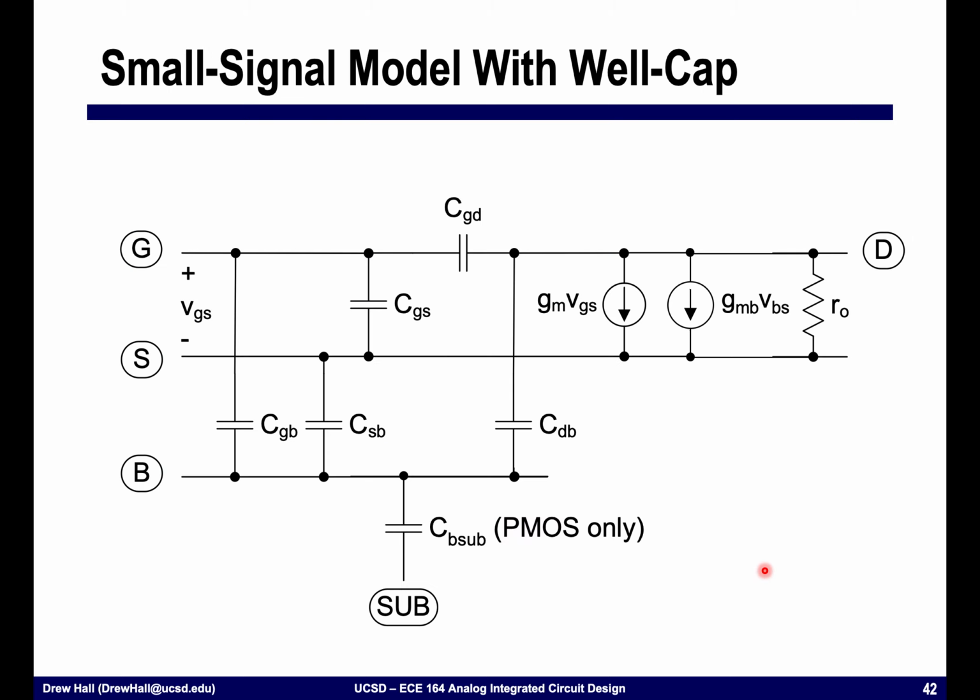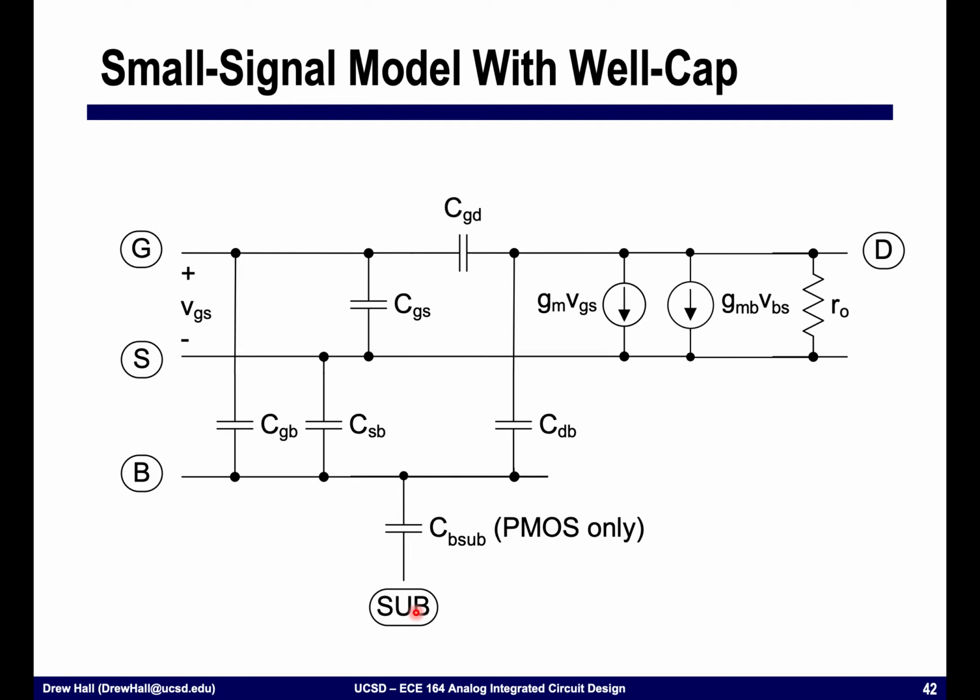All right, so what does our small signal model look like when we add this? We add one more capacitance over here for a PMOS, and this is only in a PMOS where we have this body to substrate capacitance, where substrate is the actual VDD or VSS of the device, the substrate that we're implanting all of this material into. Okay, with that, we've covered the entire small signal model, and we now have a very complete small signal model that we will use moving forward.